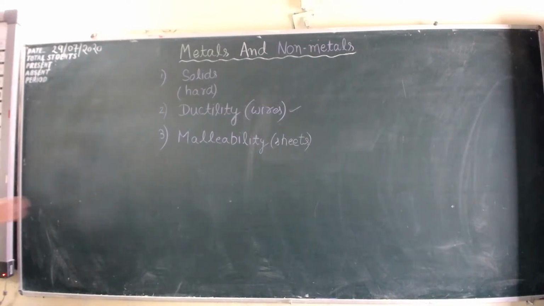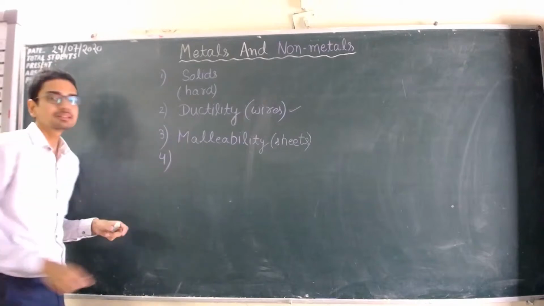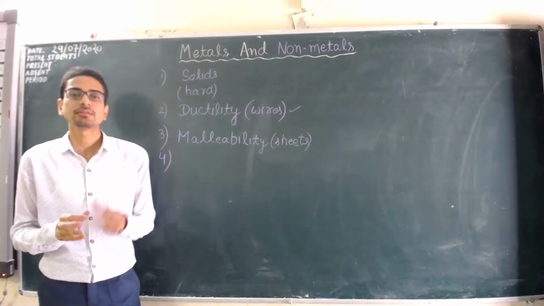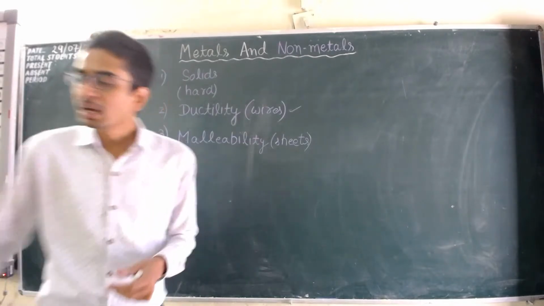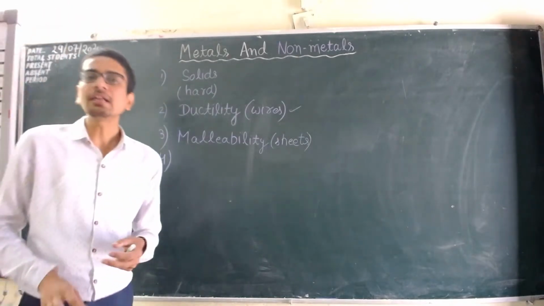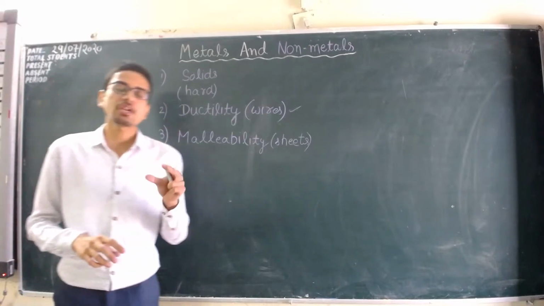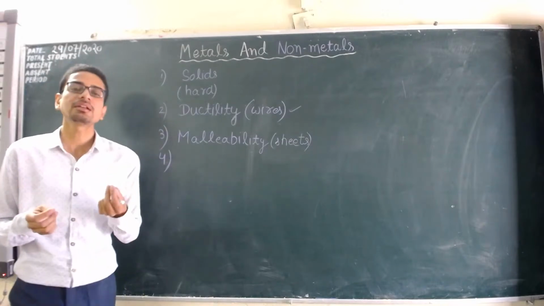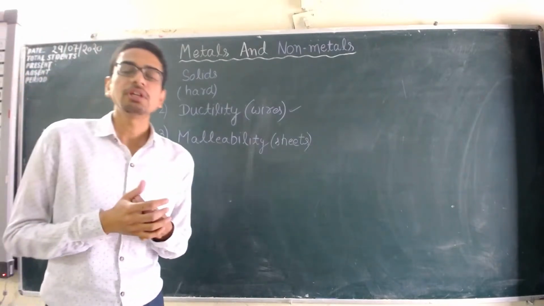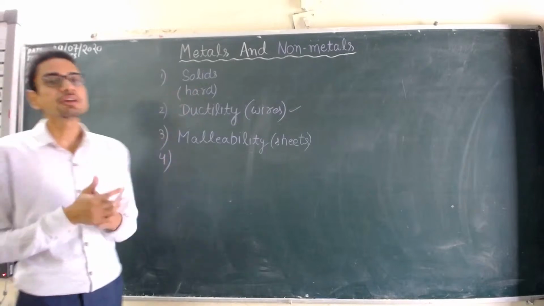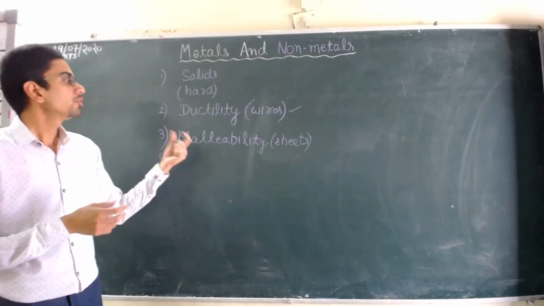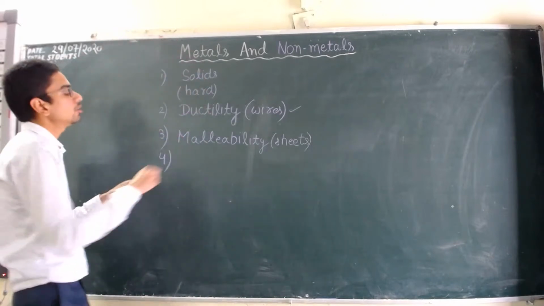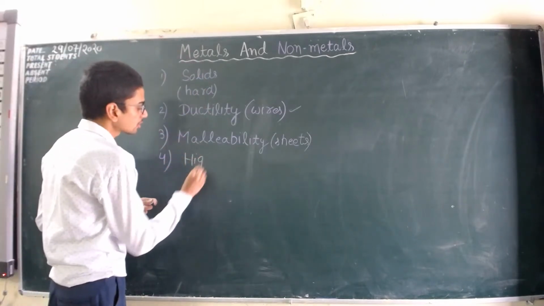Another physical property of metals is that their melting point and boiling point are very high. You know about melting point, the temperature at which a metal melts, and boiling point, the temperature at which a liquid starts to boil. Mercury is a liquid, so its boiling point would be different. So metals have high melting and boiling points. This is another property of metals.